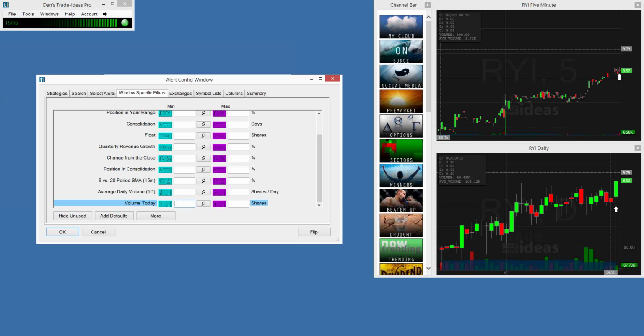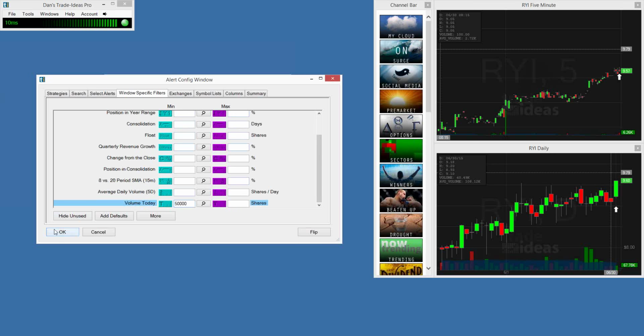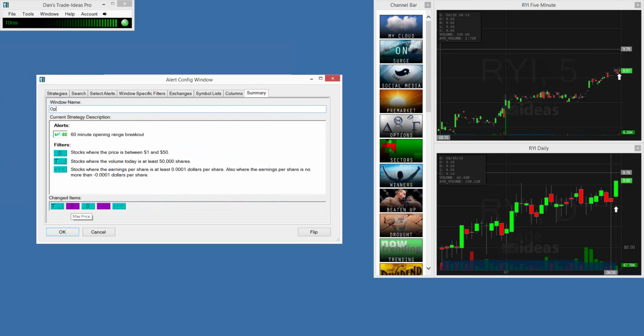So instead of doing averages, I use the volume today, and I put something simple like 50,000. In other words, I'm not going to see anything until at least 50,000 shares have traded. That's simple. No averages, nothing at all. So we did the price, earnings per share, and volume. I'm going to hit OK, and I'm going to call this the opening range QA. I'm going to hit OK.